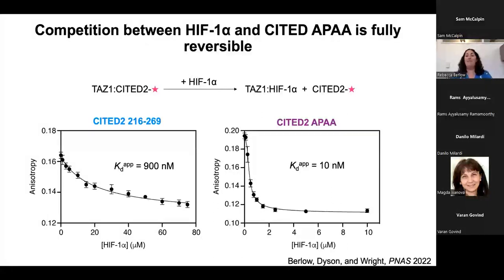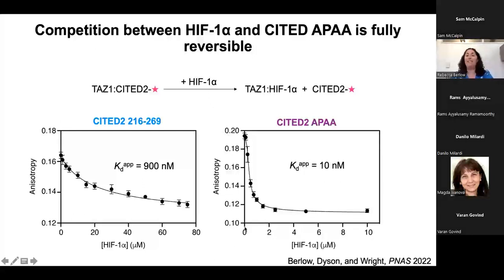And the secret came from going back to our anisotropy competition experiment. I showed you earlier that if we start with the Cytid peptide with no mutations, it requires a very high concentration of HIF-1 alpha to displace it, and we're able to measure this change in the KD apparent from the expected value of 10 nanomolar to 900 nanomolar. However, if we do that same experiment, but now we label the Cytid APAA peptide with our fluorophore and compete with HIF-1 alpha, we get back the KD apparent of 10 nanomolar.